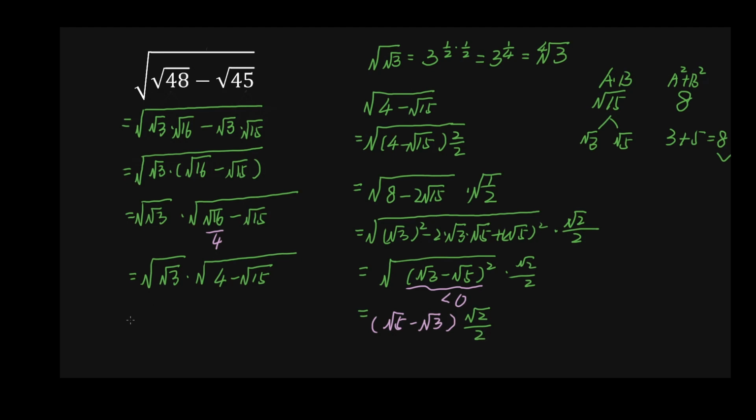So the answer is the fourth root of 3 times square root 2 over 2 times square root 5 minus square root 3. This is the answer.